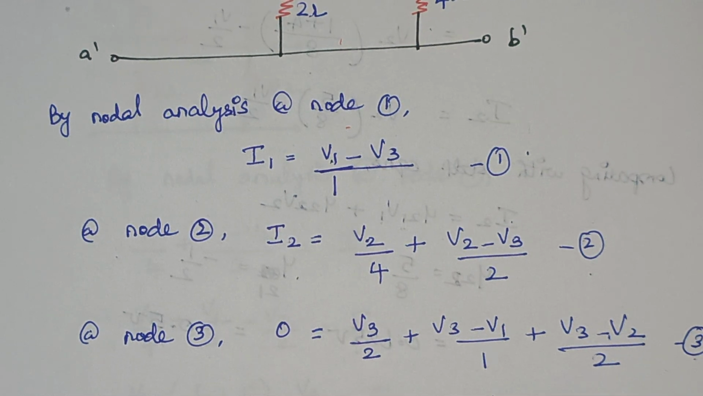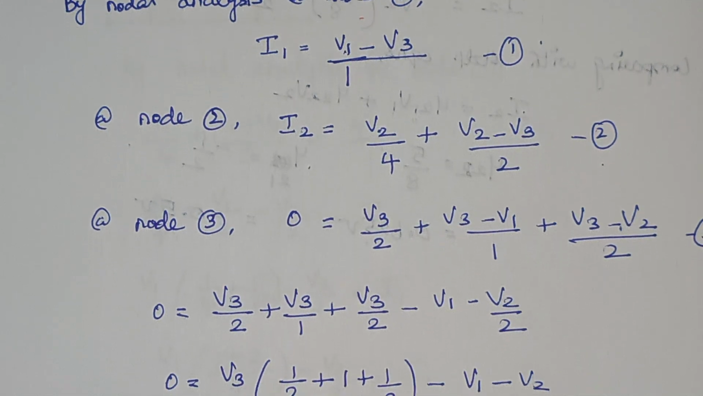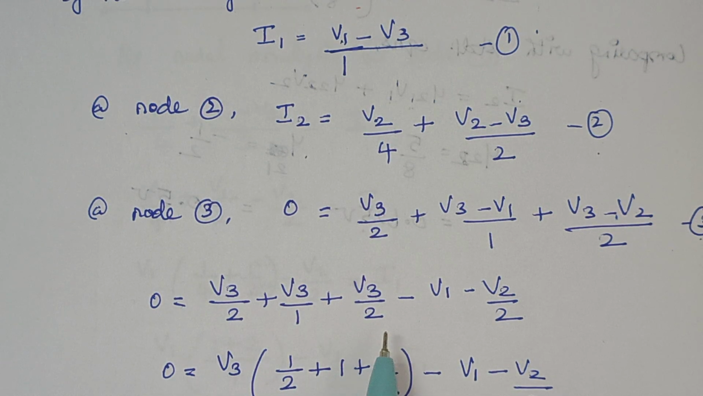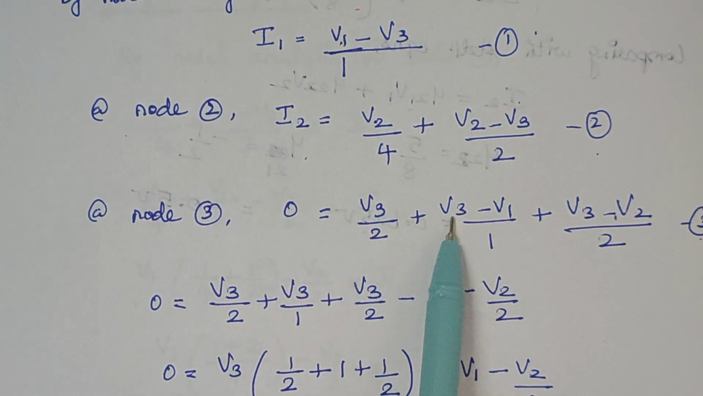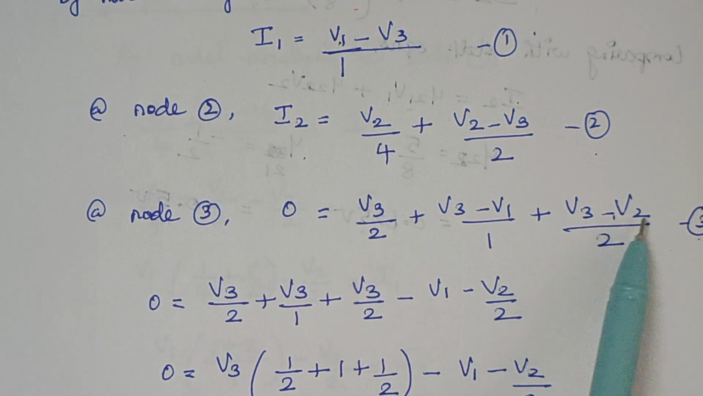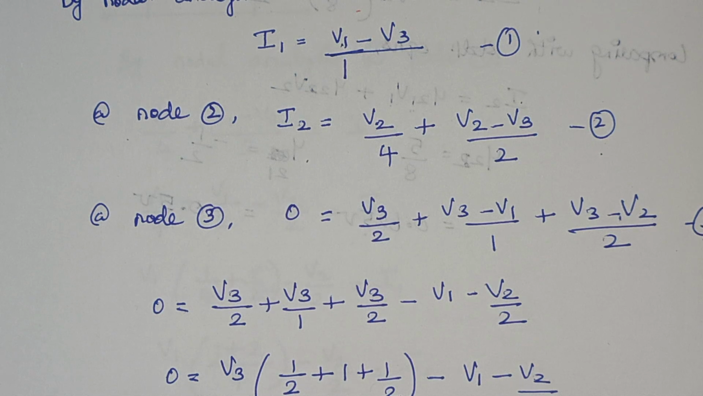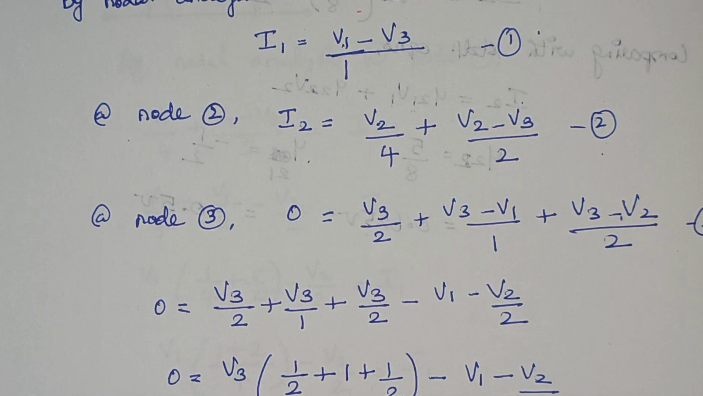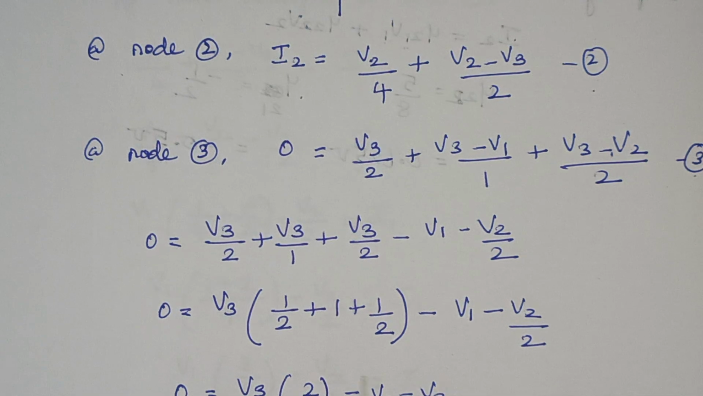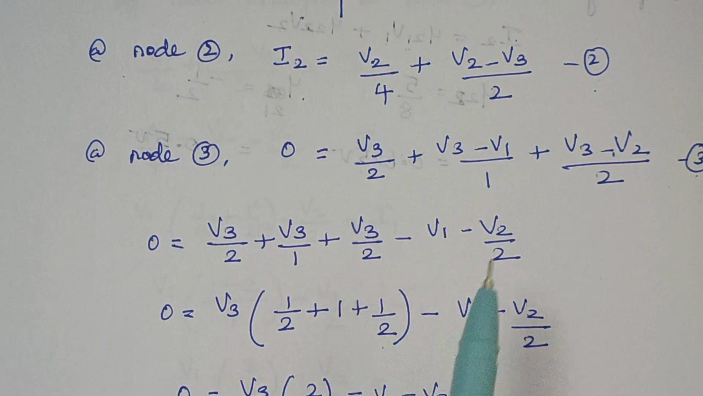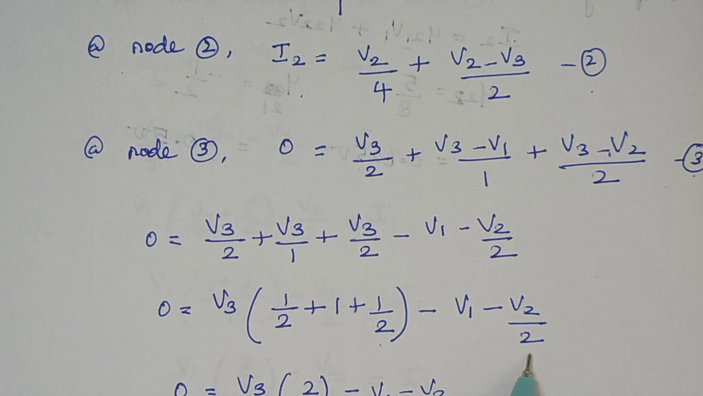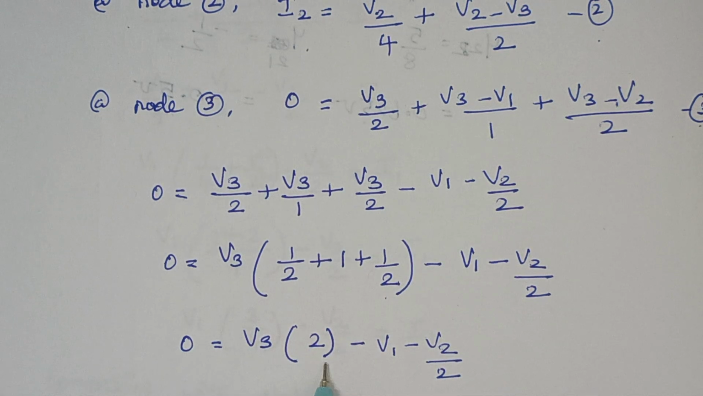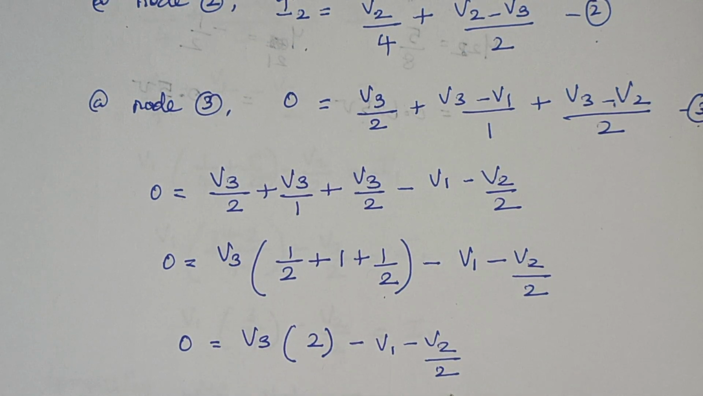Now we are going to solve this equation 3. As a first step, I have split down and written the denominator terms for each individual term. So here V3 by 2, here V3 minus V1, and here V3 by 2 minus V2 by 2. And I am going to combine the common terms together. So here I have 3 V3 terms. When you take V3 outside, the remaining parameters are 1 by 2 plus 1 plus 1 by 2, and here minus V1 and here minus V2 by 2. Once you solve here, you see half plus half makes 1, right? So 1 plus 1 is 2, minus V1 minus V2 by 2.